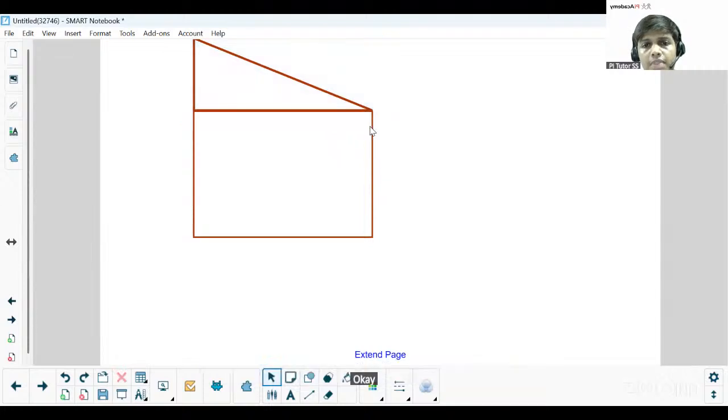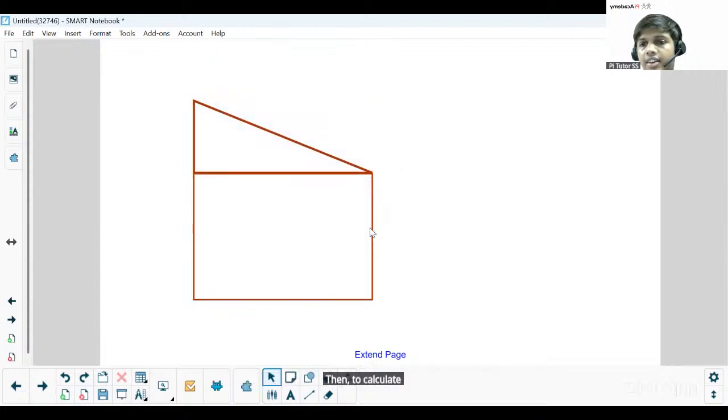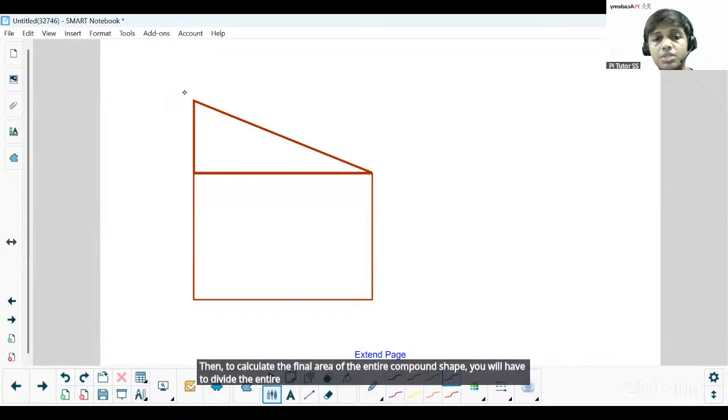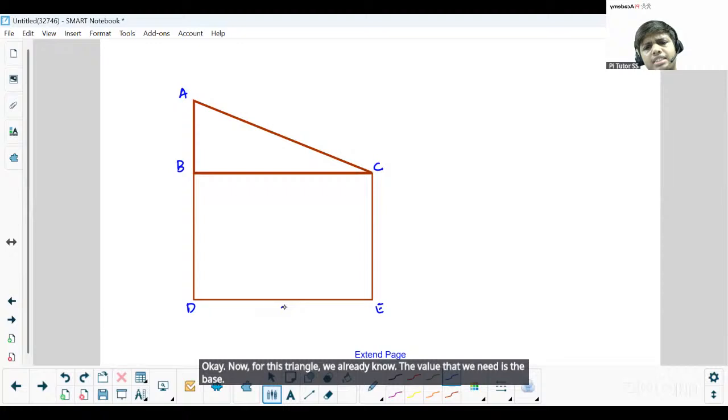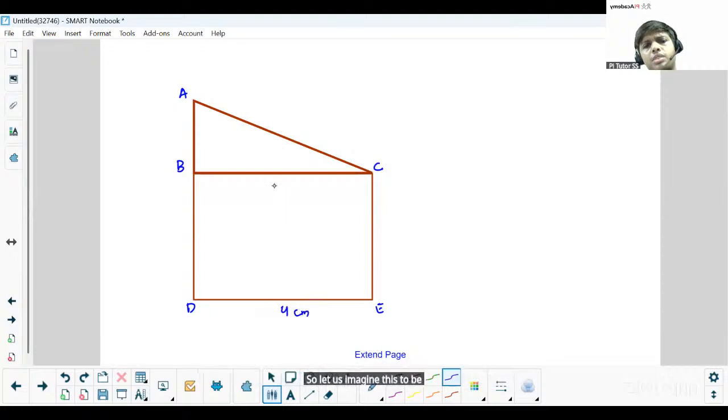Now imagine this is the shape we are presented with. To calculate the final area of the entire compound shape, you will have to divide it into 2 sections. One is your triangle, and then we also have a rectangle in front of us. For this triangle, the value that we need is the base. So let us imagine this to be 4 centimeters.